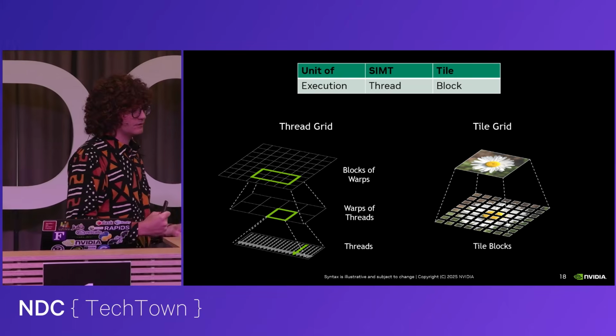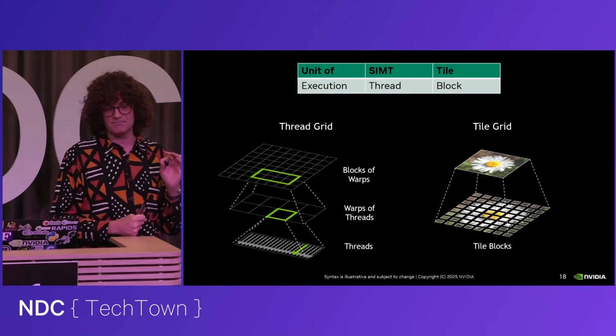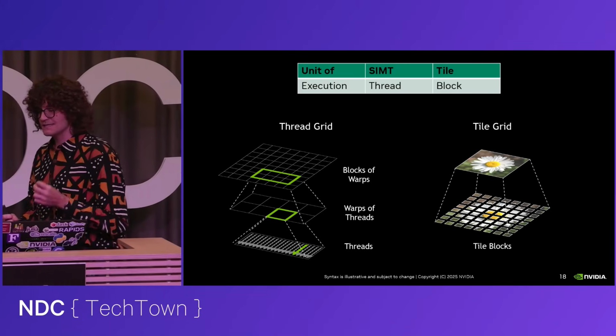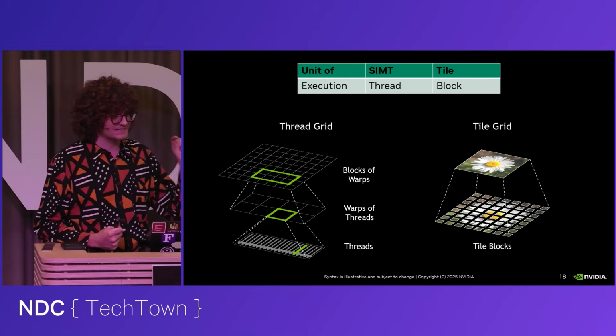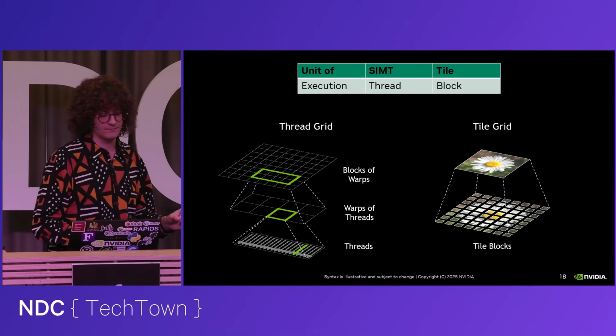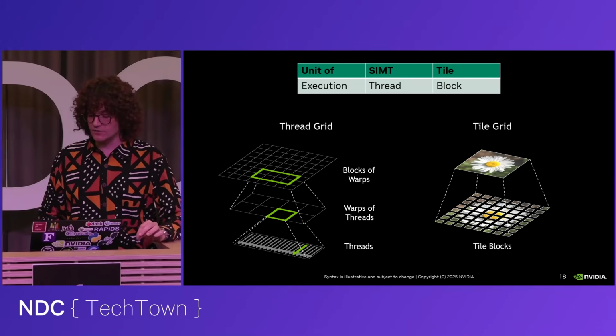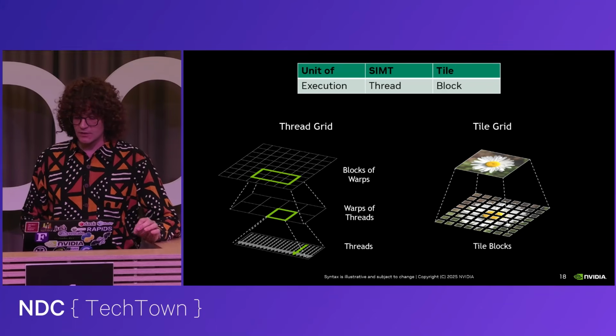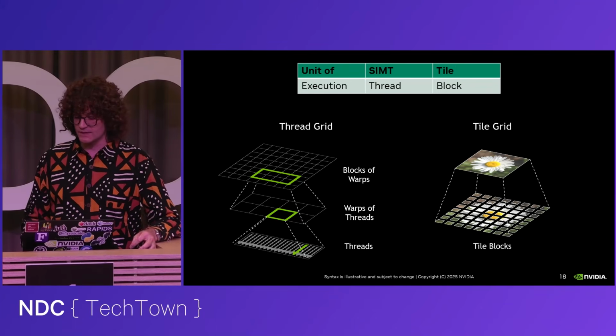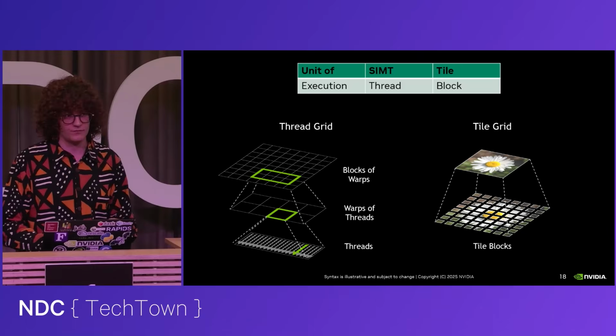In cuTile, the unit of execution is a block. A block is a group of threads or execution resources that has a single thread of control. You write tile kernels that are executed by many blocks at once, but each block only executes the kernel once on the control thread.